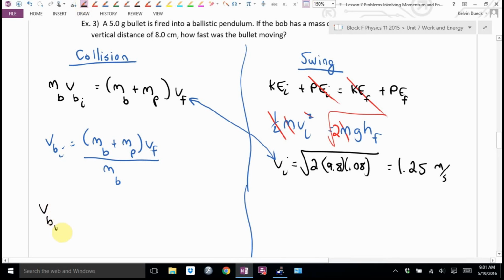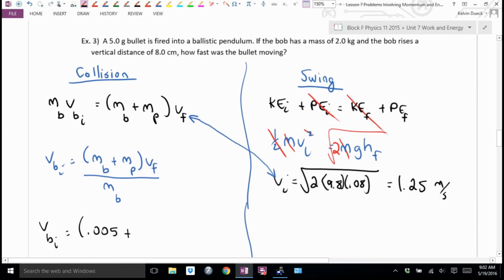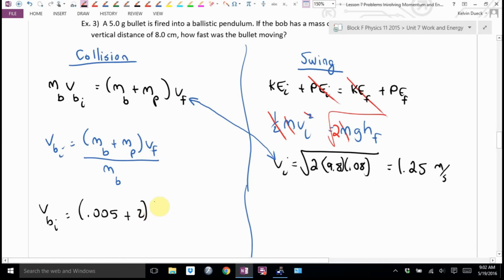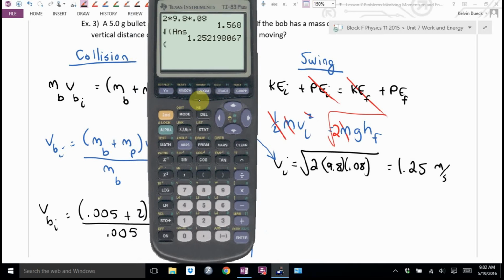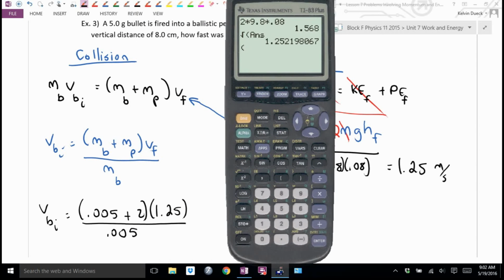So the incoming velocity of the bullet is going to be 5 grams, which is 0.005, plus 2 kilograms, times V final, 1.25, divided by 0.005. Bracket. I can add 0.005 plus 2 in my head. It's going to be 2.005 times the 1.25 answer button, divided by 0.005.